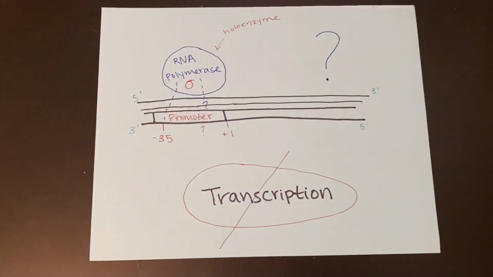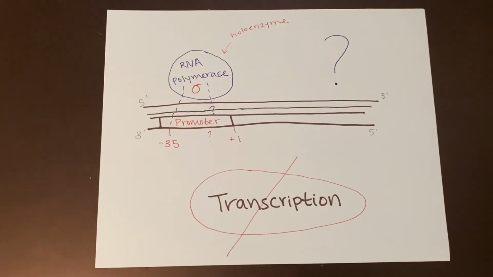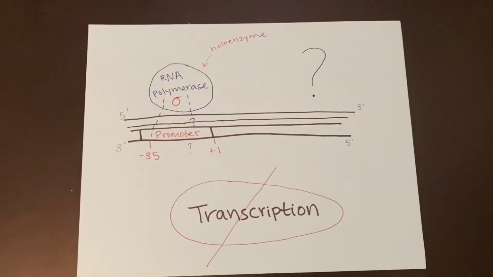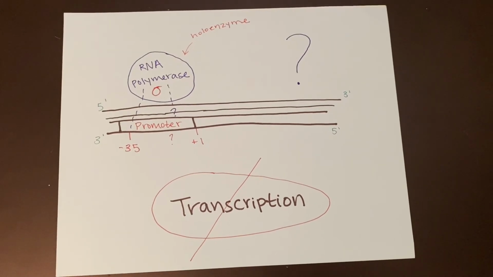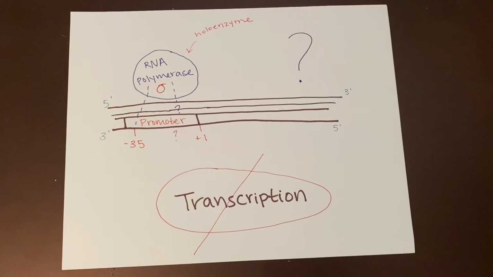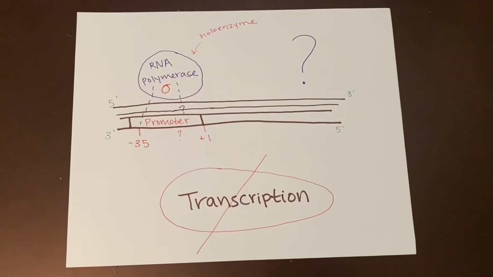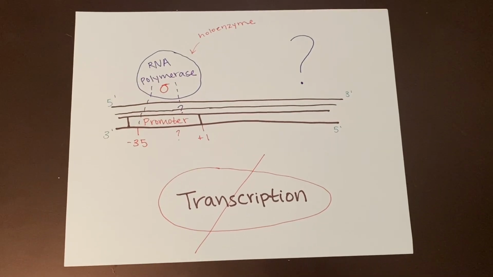Well, what happens if the -10 box is removed from a gene that codes for an enzyme to metabolize sugar? Without the -10 box, the RNA polymerase would not know where to bind to the DNA. Transcription would not be feasible. If RNA polymerase didn't know where to bind, the DNA strands wouldn't be separated and a transcription bubble would never be formed. Sugar would not be metabolized in the organism lacking a -10 box.